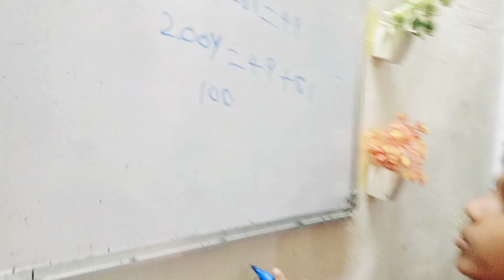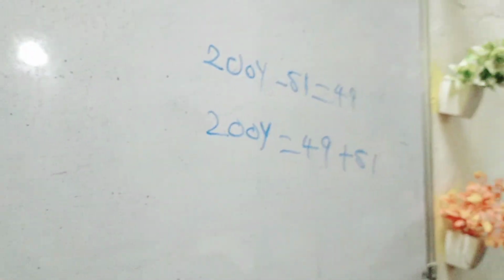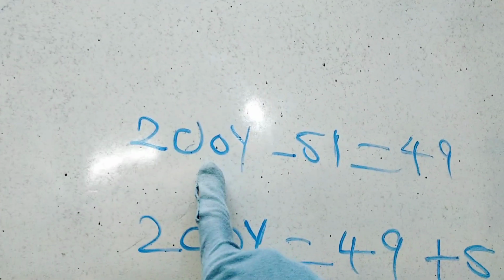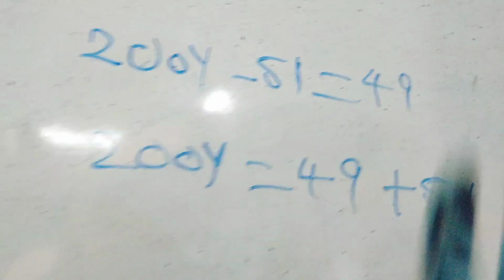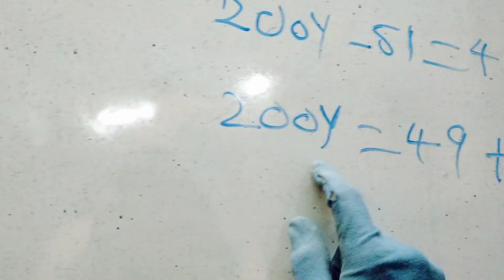How did you get it, Haricharan? See what happened. You should not change anything, beta. Do it step by step. This is your equation: 200y minus 51 is equal to 49. You have to find the value of y here.